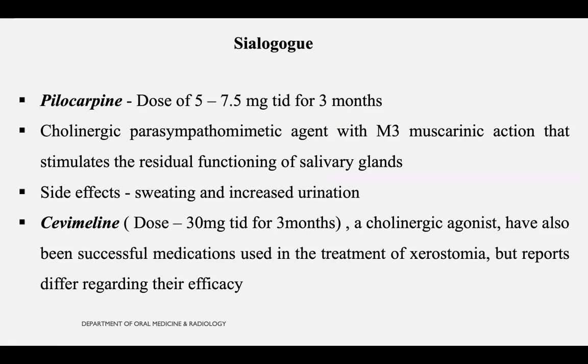The next drug that can be used is cevimeline, at a dose of 30 milligrams 3 times a day for 3 months, which is a cholinergic agonist and has also been successfully used in the treatment of xerostomia, but reports differ regarding its efficacy.